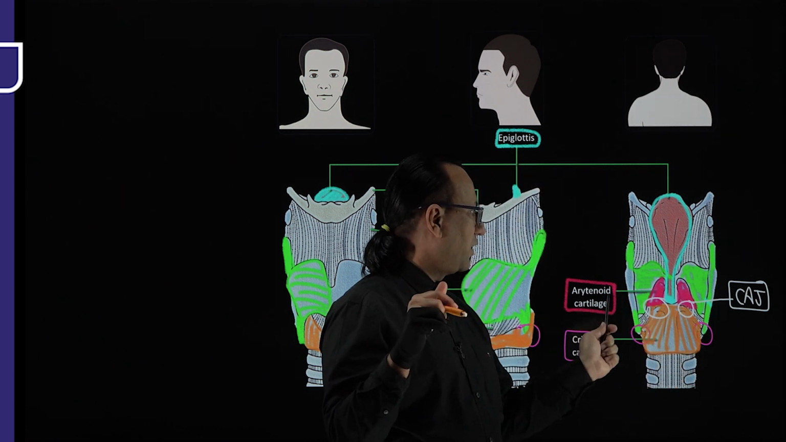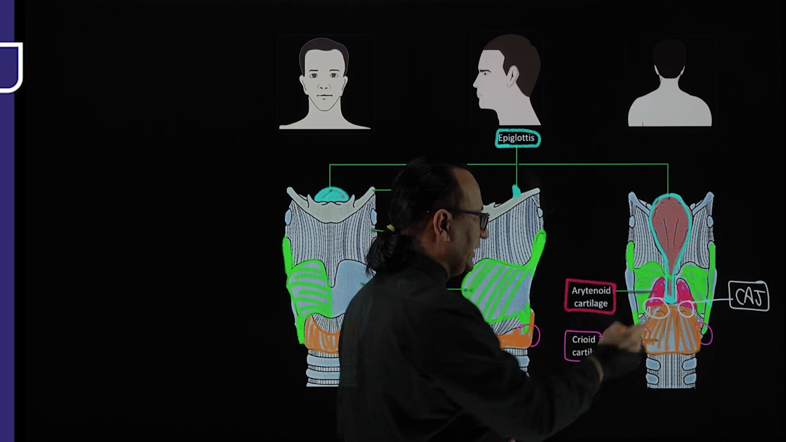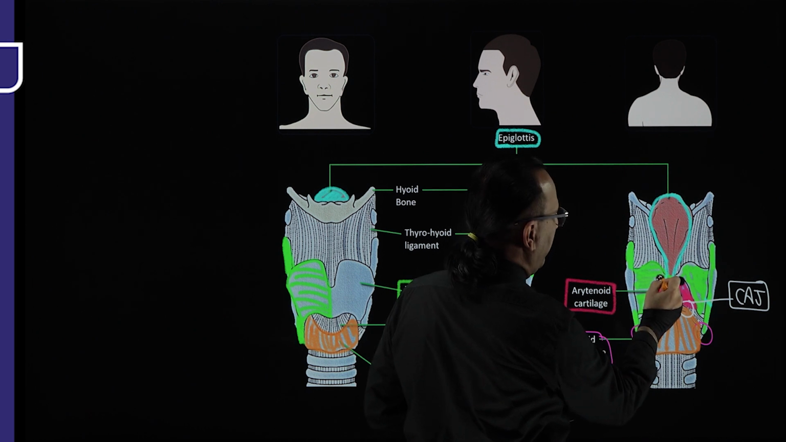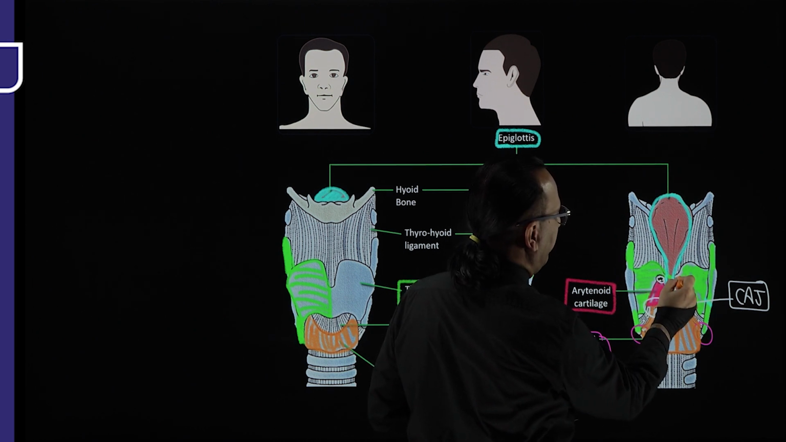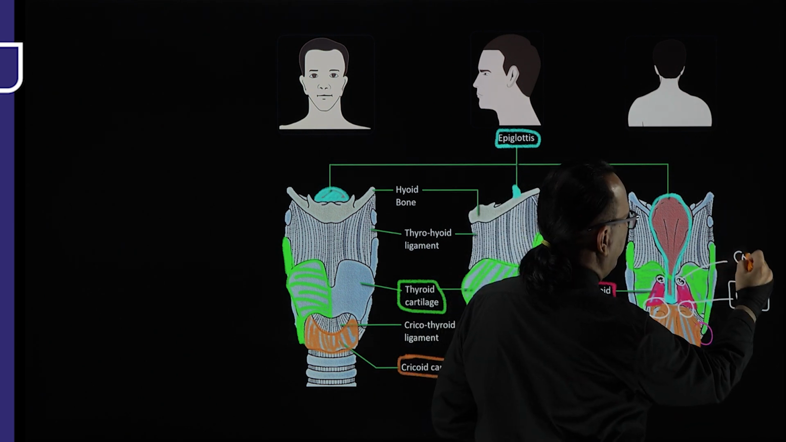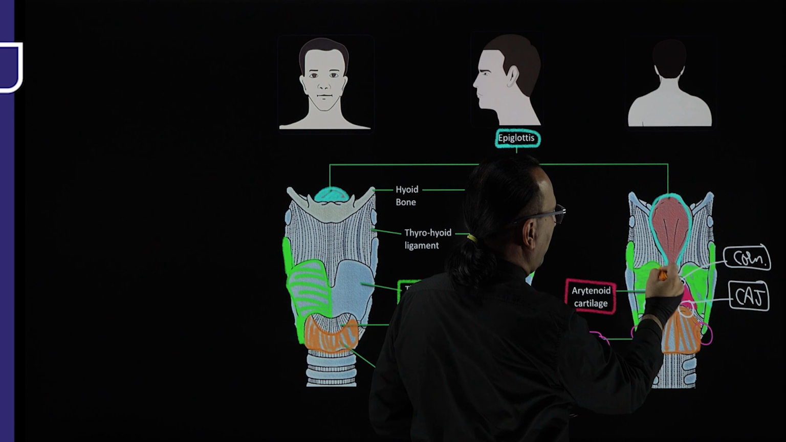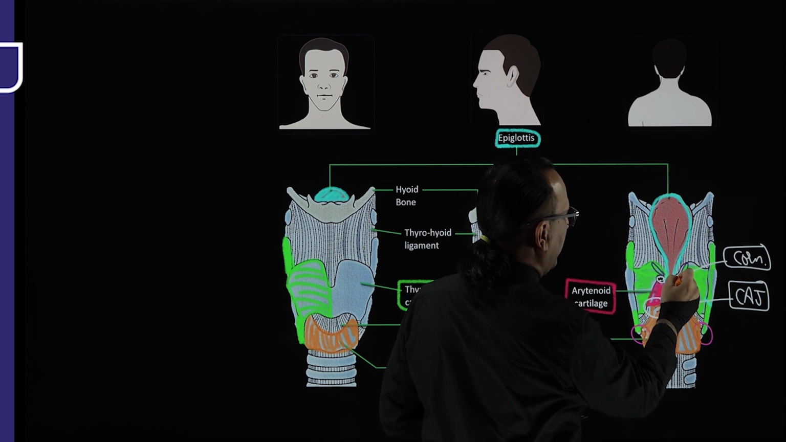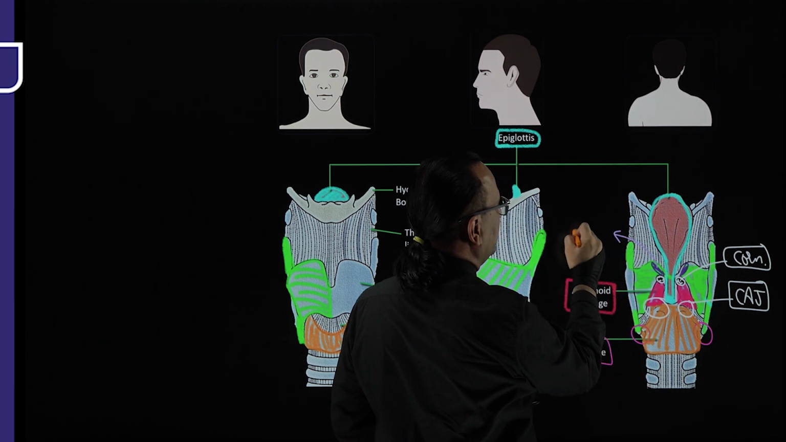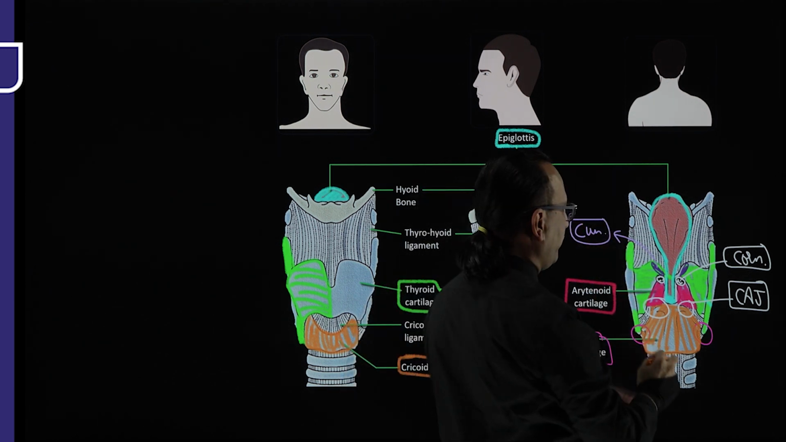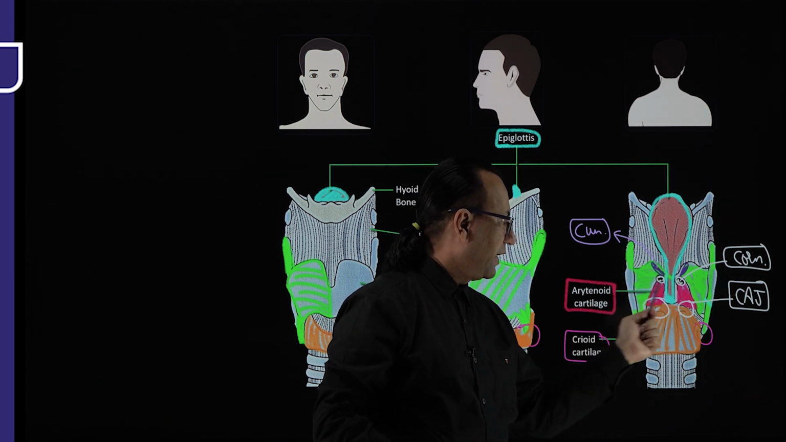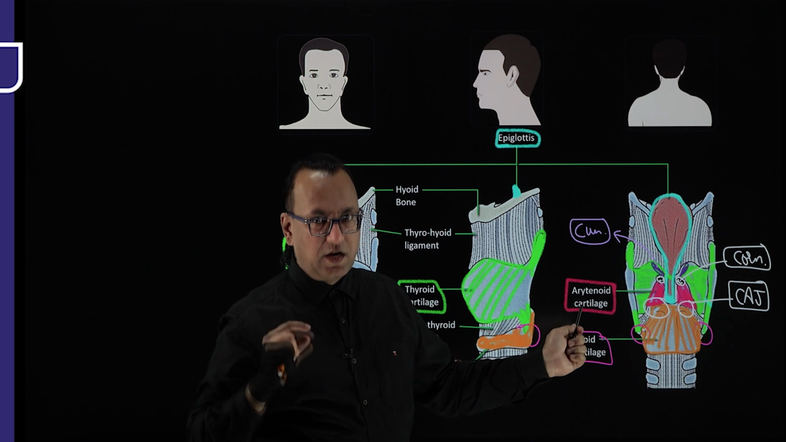Now this is a pair of arytenoid. On the top of that you can see a pair of corniculate cartilage. So here we have the corniculate cartilage which is sitting on the apex of the arytenoid cartilage, and it is also paired. Then on the superior and anterior aspect, a rod-shaped cartilage, the cuneiform cartilage, can be mentioned. So here we are looking at another paired cartilage which is the cuneiform cartilage. And we have to remember the epiglottis, cuneiform, corniculate and the tip of the arytenoid, they are all elastic cartilages.